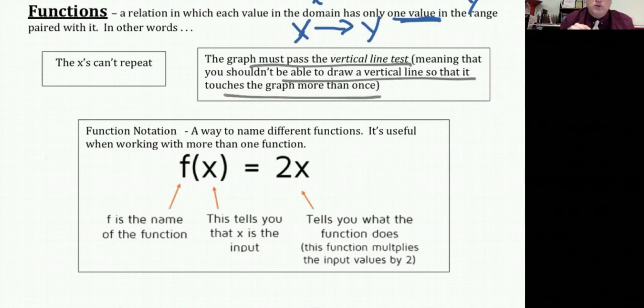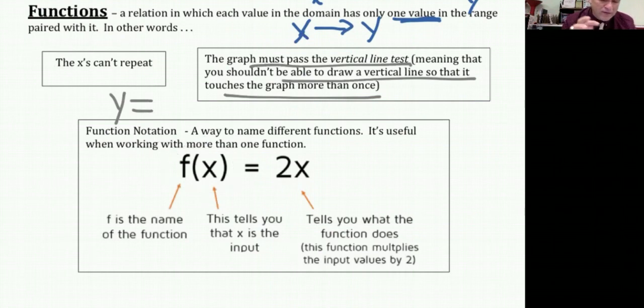Now, function notation. When you were in Algebra 1, it was always y equals mx plus b. As you get older and more sophisticated, we don't just say y, we say the function of x, in this case, f of x. This is just another way to name a function. You say the name of my function is y, so y equals this. Now it's f of x equals this.